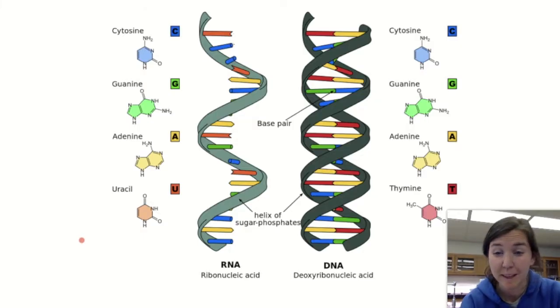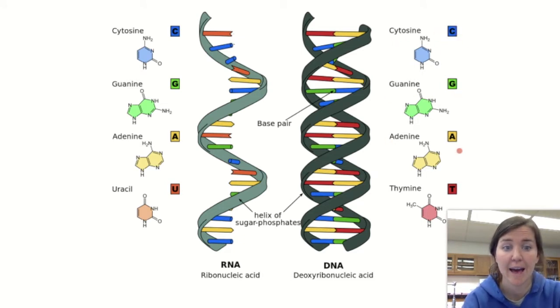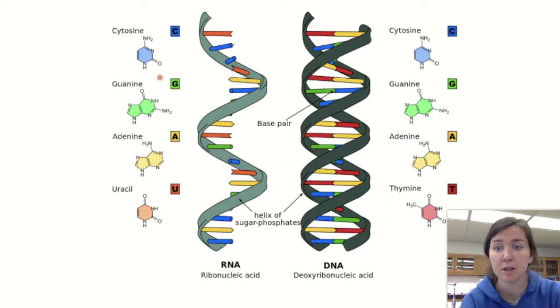The last main difference is that one of their nitrogen bases is different. If you remember from last week and the week before, we learned about the four bases in DNA: cytosine, guanine, adenine, and thymine. Now three of those are the same in RNA. We still have cytosine, we still have guanine, we still have adenine, but in place of thymine, there's uracil, or U.